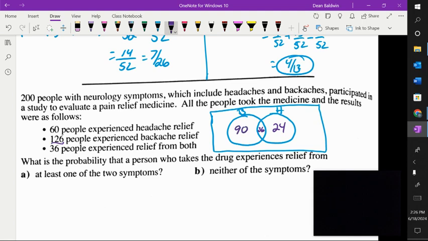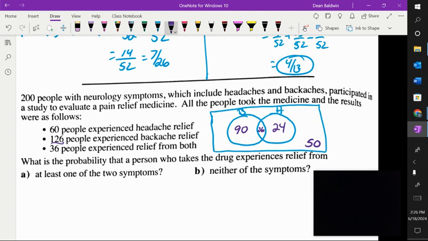How many people experienced no relief? Well, what's 90 plus 36 plus 24? That's 150. So this adds to 150, so there are 50 people that got nothing out of it.